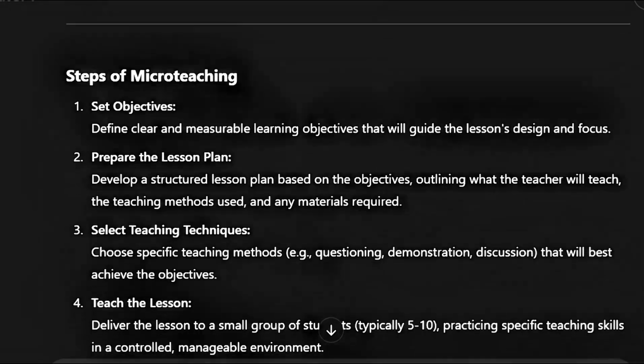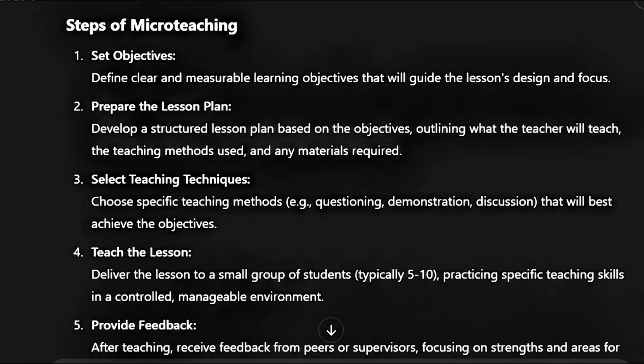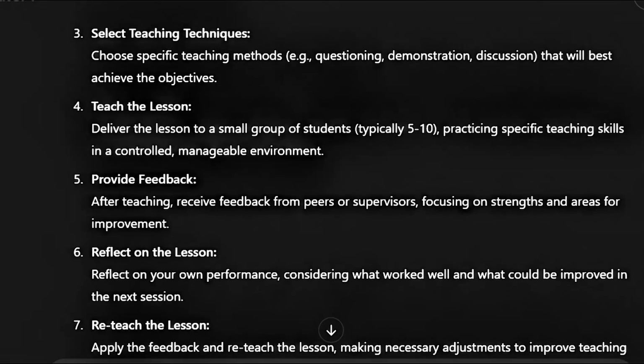Steps of microteaching. 1. Set objectives. Define clear and measurable learning objectives that will guide the lesson's design and focus. 2. Prepare the lesson plan. Develop a structured lesson plan based on the objectives, outlining what the teacher will teach, the teaching methods used, and any materials required. 3. Select teaching techniques. Choose specific teaching methods, e.g., questioning, demonstration, discussion, that will best achieve the objectives.